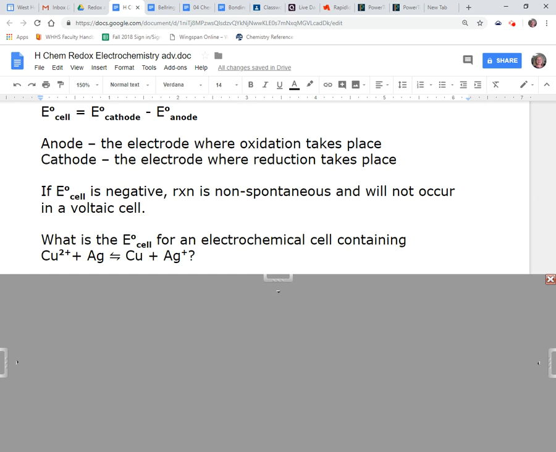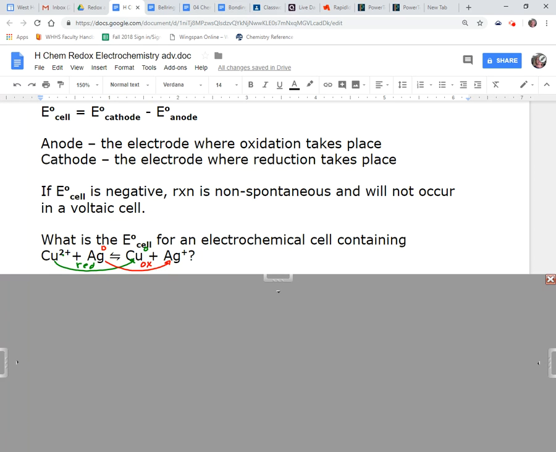So we have copper 2 plus going to copper 0, so copper metal. So what's going on here is the oxidation number is going down. So this is my reduction. And for silver, it's going from silver metal to silver ion, so 0 to 1 positive. So this is my oxidation.